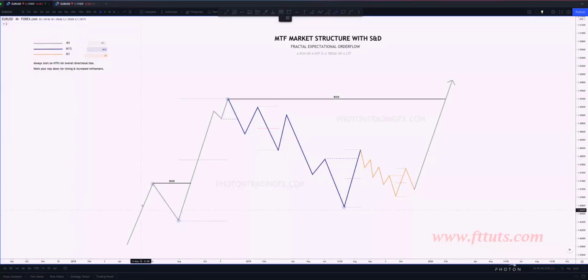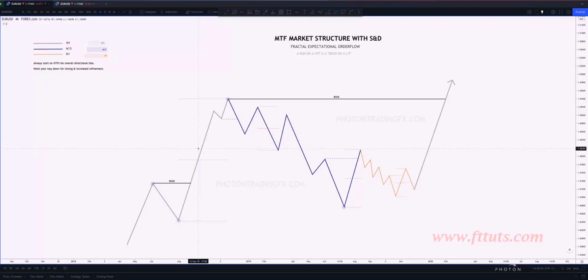So this big thick dark grey line is the 4-hour chart. So we are clearly in a 4-hour bullish trend. We form that higher high, pull back to form a higher low, and then we get that break of structure. So what do we expect after a break of structure? We expect a 4-hour pullback.